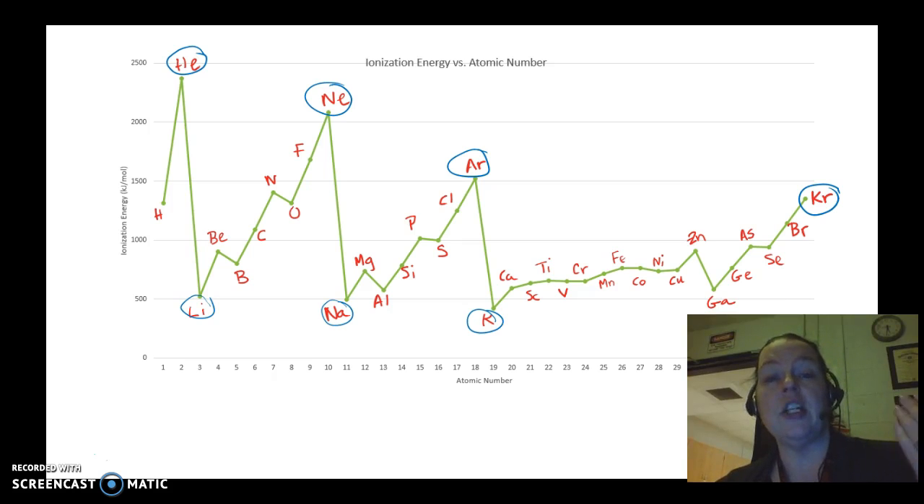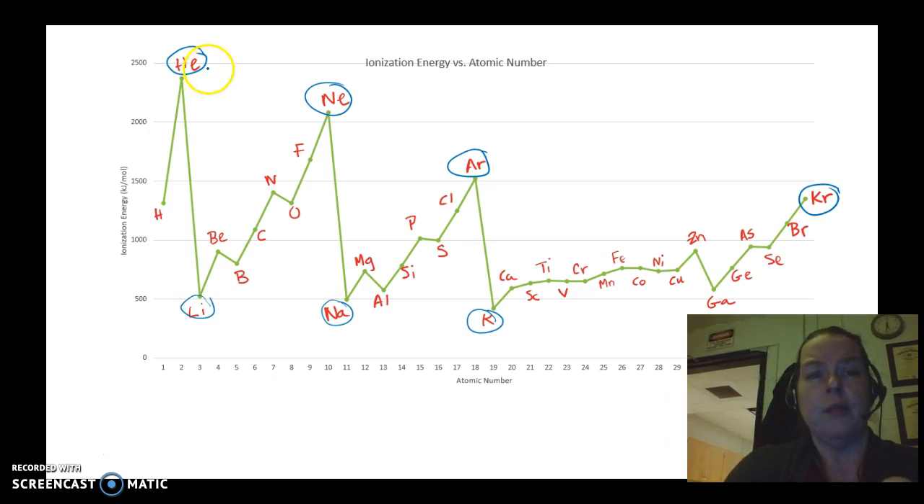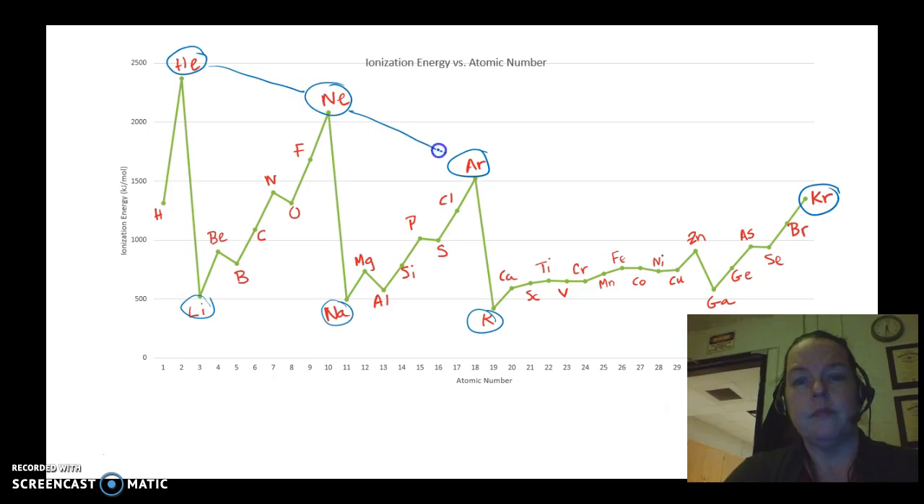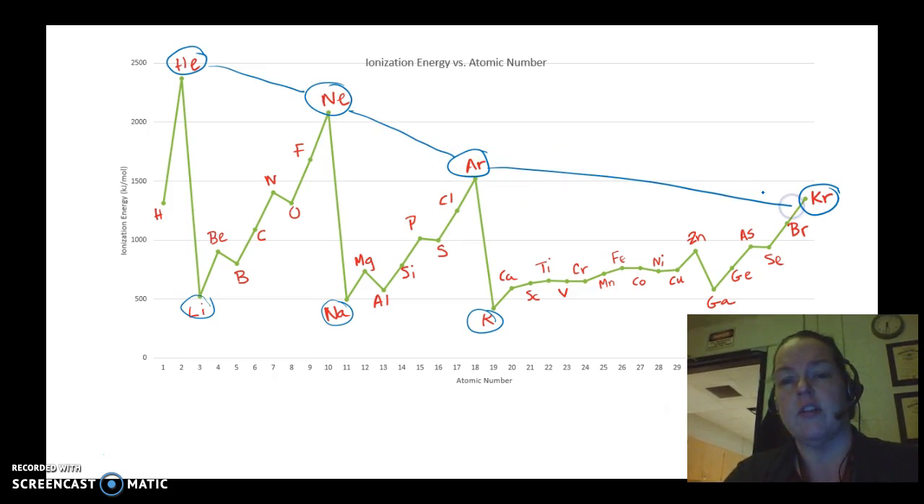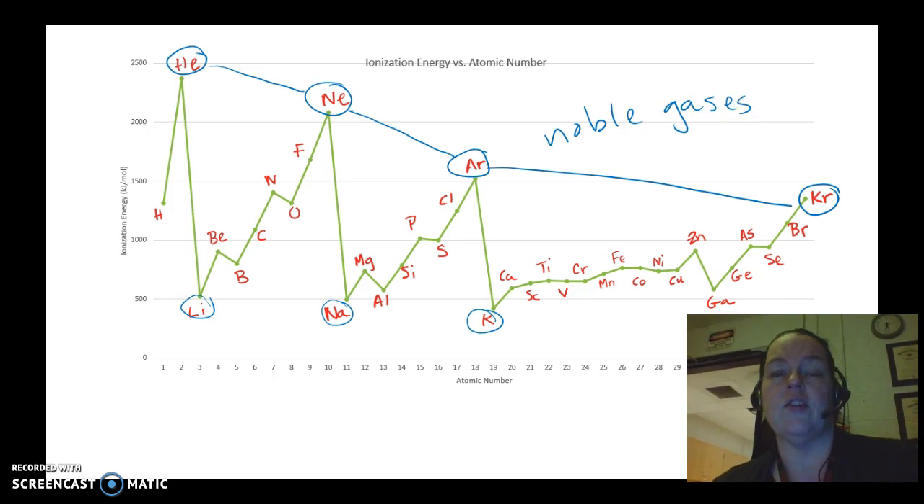So He, Ne, Ar, and Kr have the most ionization energy of all the atoms that we graphed. Li, Na, and K have the least ionization energy of all the elements that we graphed. So we can kind of develop something from there. We can say that these elements have the highest ionization energies, and they are in a group called the noble gases. So the noble gases have the highest ionization energy.